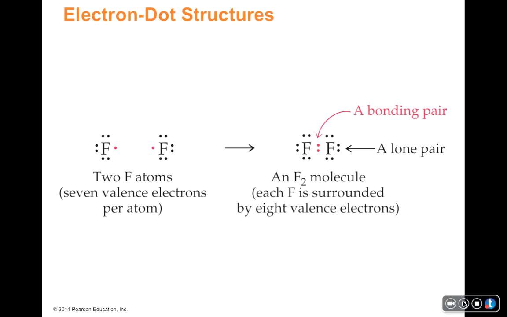And you can also see that if you look at each fluorine atom and count the number of electrons around it, including both of the red dots, each fluorine feels like it has 8 electrons around itself. I'm going to use the word feels because it doesn't essentially have 8 electrons, but it does feel like that because it's sharing that electron with the fluorine atom that it's bonded to.